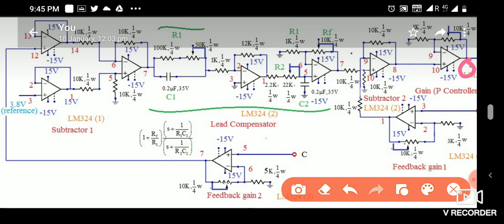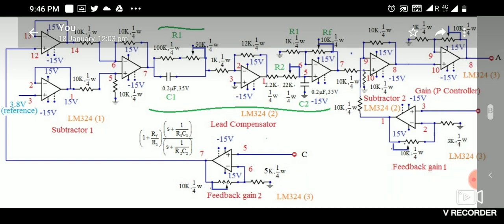Still, the loop has not been completed. Two feedbacks are coming, and this point will go to the driver circuit. I'm going to the next circuit.